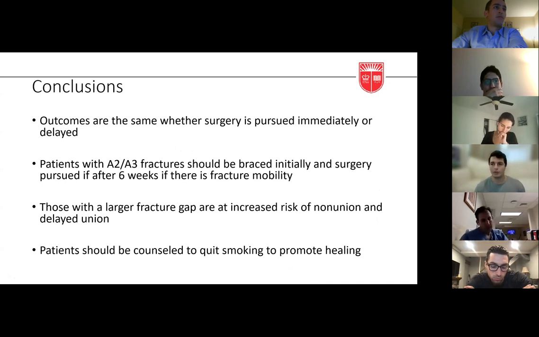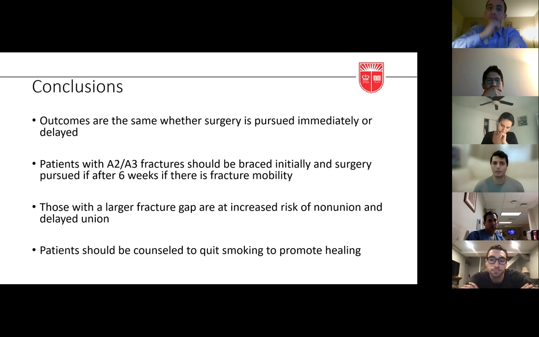So the main crux of this study was that people with A2 and A3 fractures should initially get braced and then surgery pursued on them if there's still fracture mobility at the time. One of the issues with the study, though, is that while they identify these risk factors, it's been previously described that outcomes for these patients are the same whether or not surgery is done immediately or after 6 weeks. Even though we now know this is a risk factor and something to watch out for, surgeons are still not going to operate as soon as they see them. They're still going to be braced or followed up later.